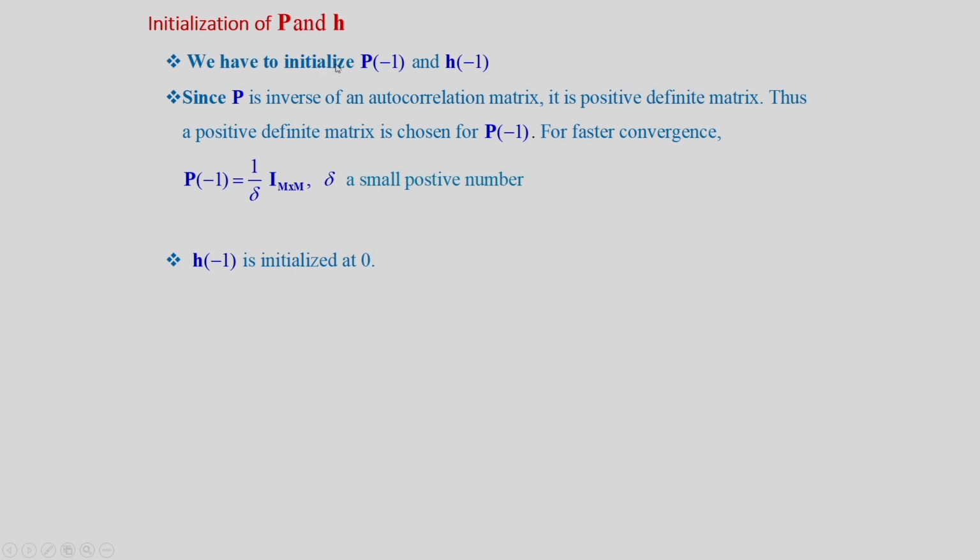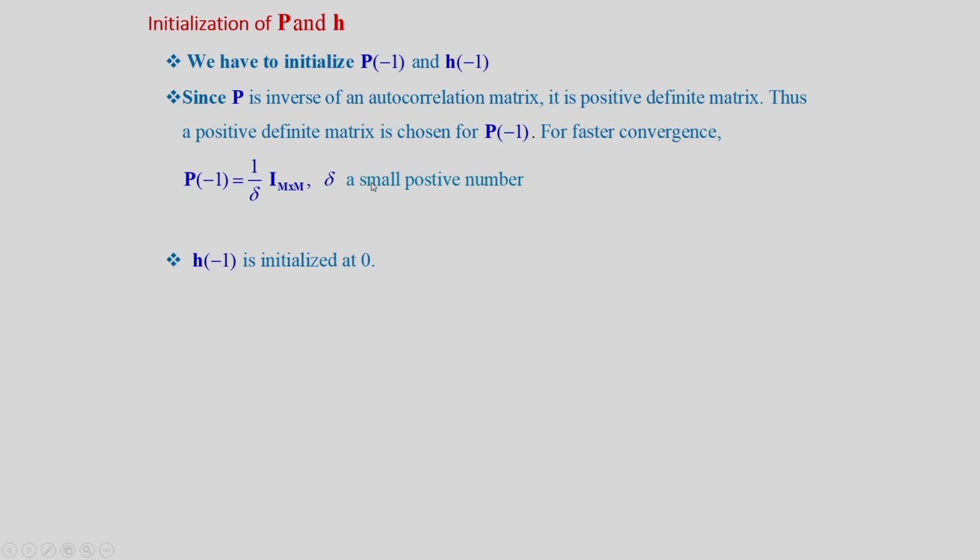We have to initialize P of minus 1, because at n equal to 0 we will need P of minus 1 and H of minus 1. Since P is the inverse of an autocorrelation matrix, it is a positive definite matrix. Thus, a positive definite matrix is chosen for P of minus 1. For faster convergence, we write P of minus 1 is equal to 1 by delta into I m by m, where this is the identity matrix divided by delta.